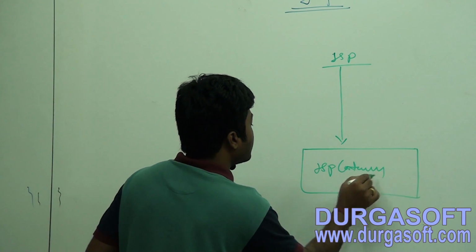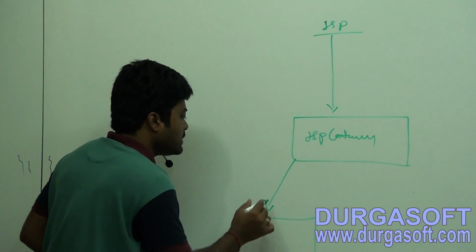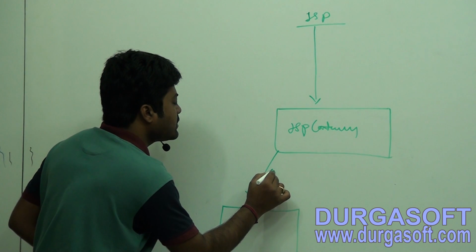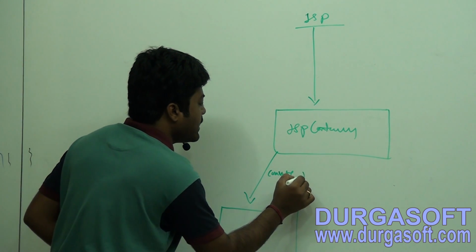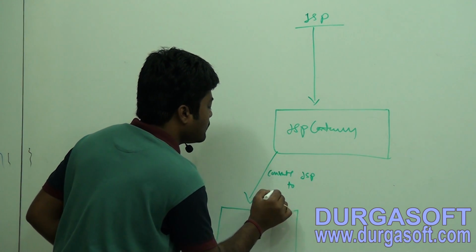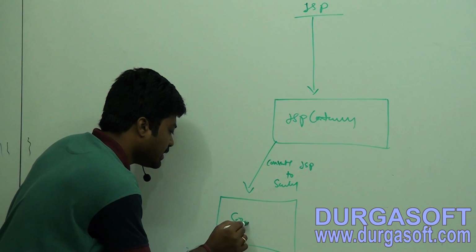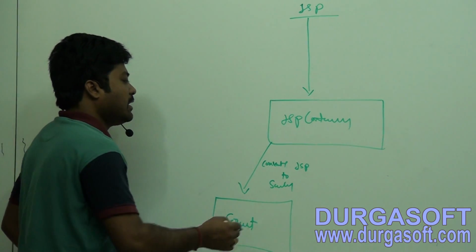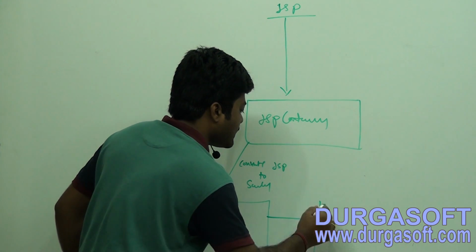So the JSP container's responsibilities: generate a servlet, convert JSP to servlet. So it will generate a servlet class, and finally this JSP container will do what? It will compile your servlet.